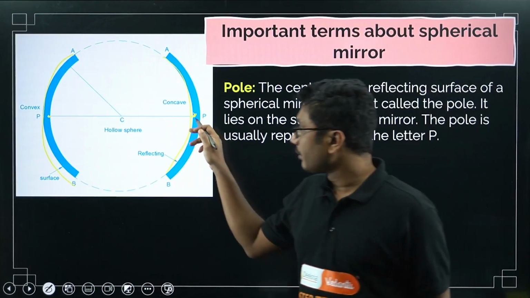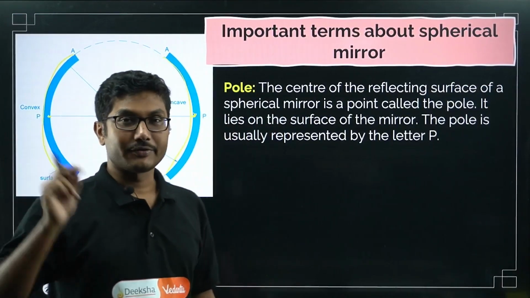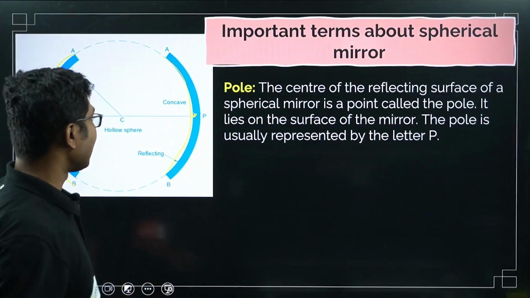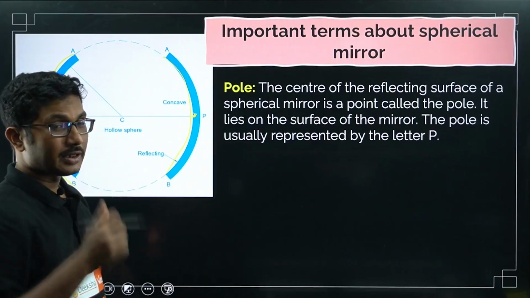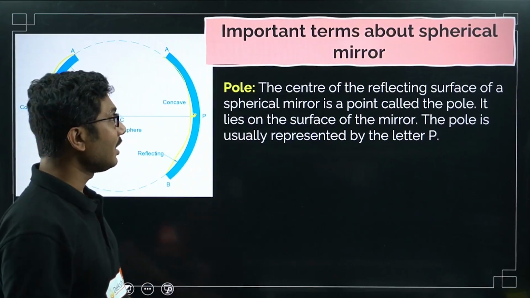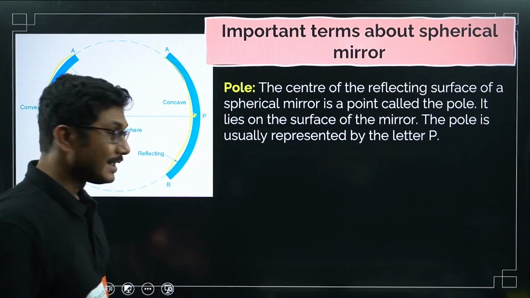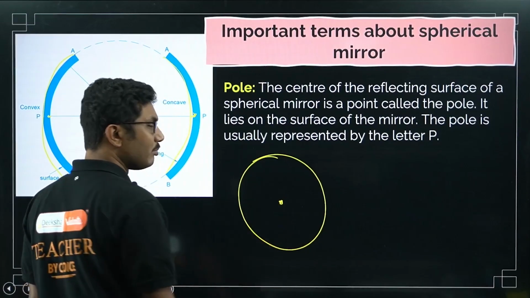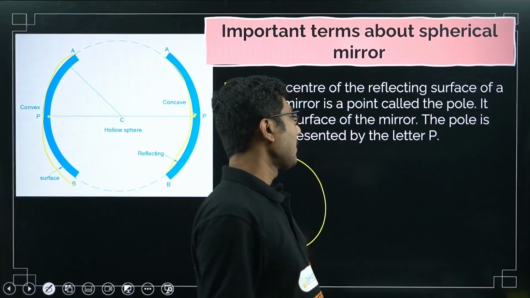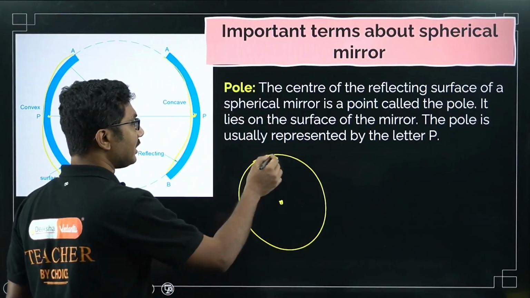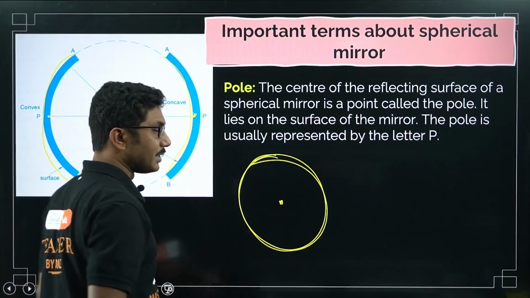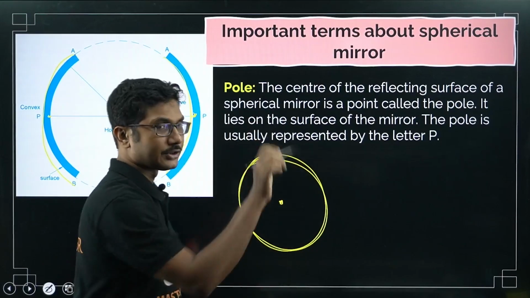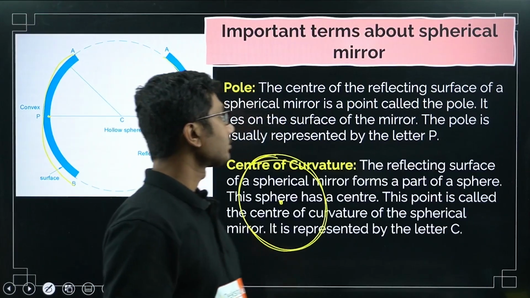Now the point which lies on the surface and represents the center of the mirror is the pole. Not the center of the radius of curvature, not the center of the sphere. It is the center of the mirror. If you consider this is the mirror, then the center will be considered the pole of the mirror. Because when you see it in 2 dimensions, it appears to be a circular piece. But actually it is a curved piece which is curved like this in a 3-dimensional way, right?